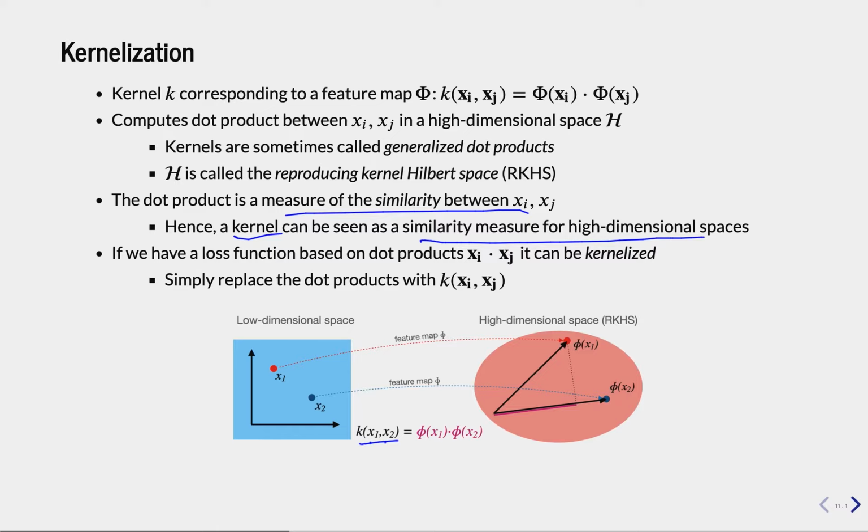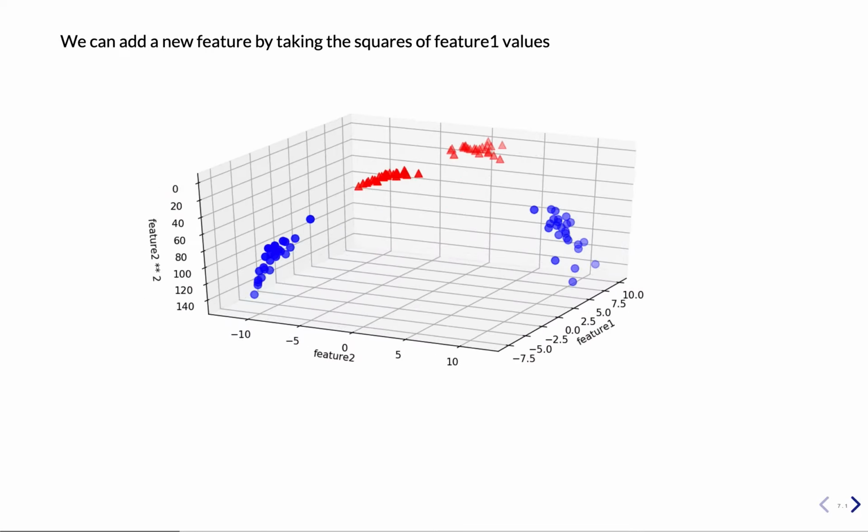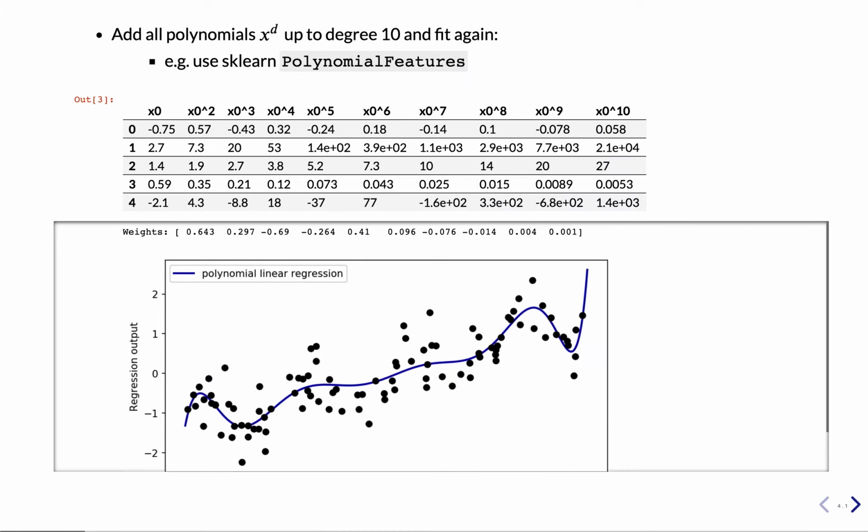Okay. Why is this useful? Well, because if we have a machine learning algorithm with a loss function which is based on a dot product, we can simply replace this dot product by a kernel. This means that instead of computing dot products in our original space, we can compute dot products as if our data was living in a high-dimensional space, as if we would have constructed this high-dimensional space.